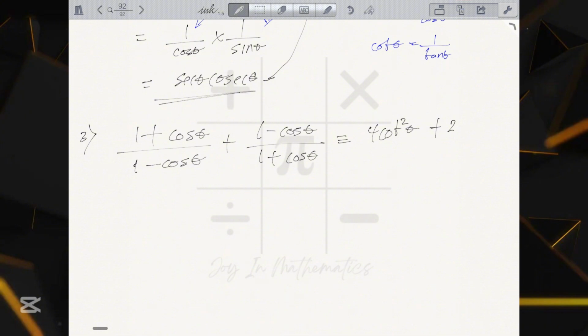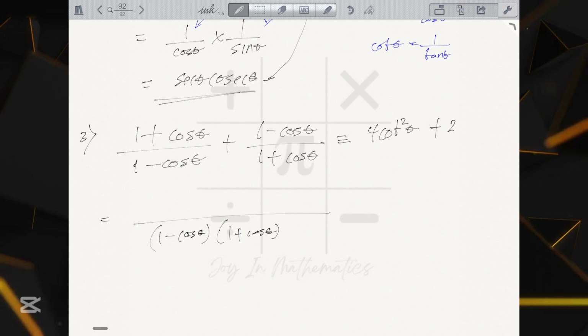Now the beauty about trigonometric identities, or simplifying trigonometric expressions, is that we might be given a very big question and then the answer will just be very simple. So it has been compressed together. So as usual, we go from the left hand side to the right hand side. Simplifying from the left hand side, we'll just have to take the LCM. So we have 1 minus cos theta multiplied by 1 plus cos theta.